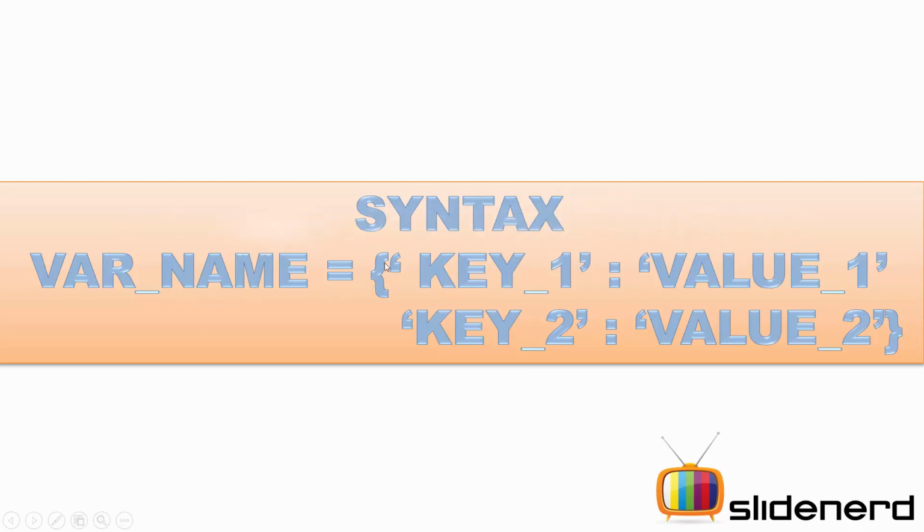key 1 colon value 1, next line or a comma, key 2 colon value 2, and then a closing of the curly bracket. So that is the syntax for your dictionaries. Let's take an example and understand this better.